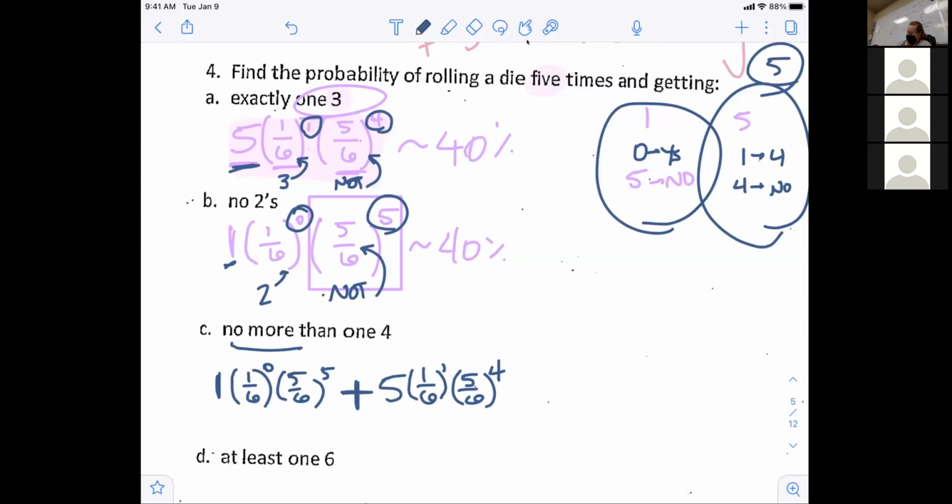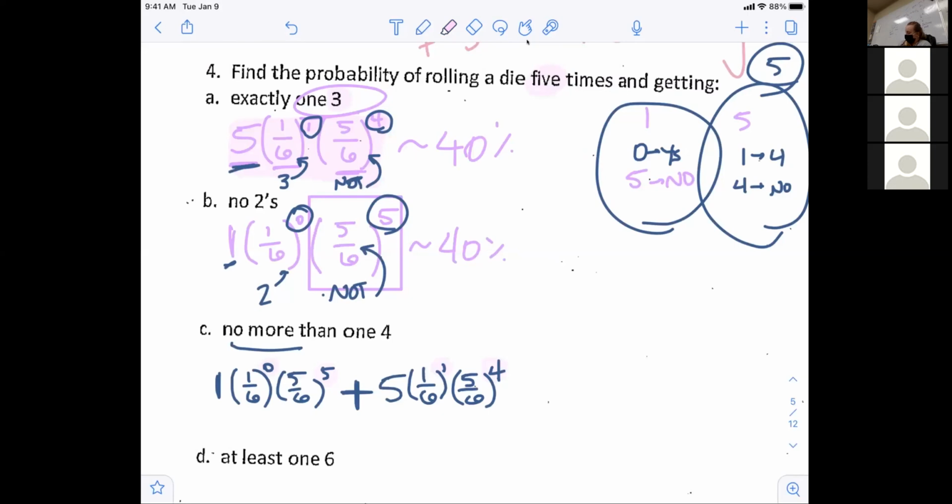You can always check yourself by looking at your exponents. 0 plus 5 is 5. 1 plus 4 is 5. So they should always add up to be 5, or whatever your total is. For sake of time, I'm not going to put that in the calculator and multiply out. That's just where we're going to leave it. Anybody have any questions yet?